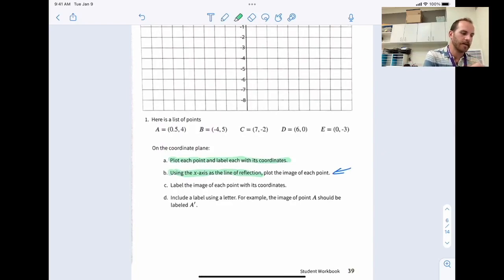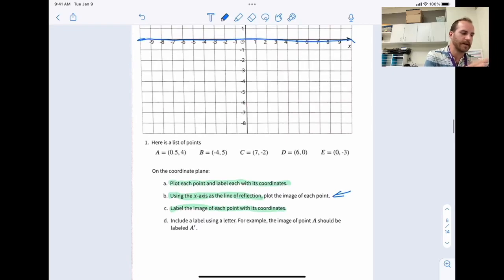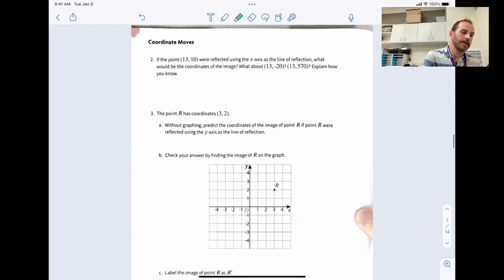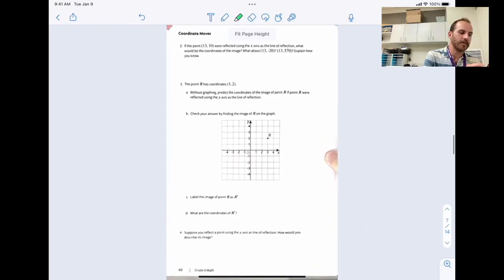It says label each image point with its coordinate. So we would label the new coordinates as A prime, B prime, those sorts of things. It says to include a label using the letter. For example, the image of A should be A prime. Don't forget that. The rest of these you can read through and give them a go yourself. If you're confused, as you're going through, you can skip ahead and see what I'm doing. Just take a peek at it and go from there.